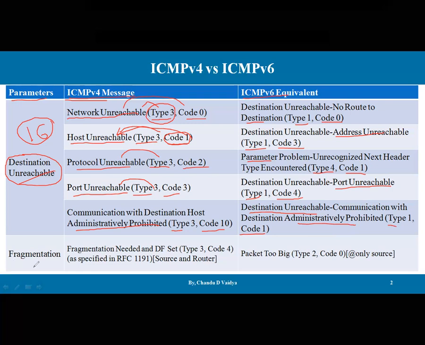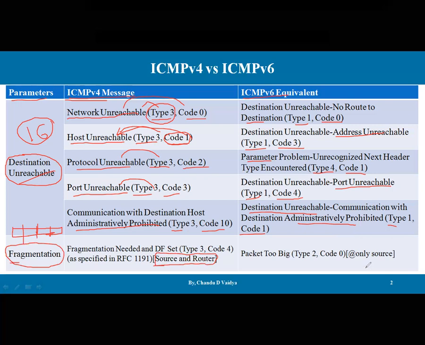Let's take the second parameter, which is fragmentation. What do we mean by fragmentation? Fragmentation is dividing a packet into different small segments, small packets or datagrams. In ICMP version 4 or IP version 4, the source and the router have the right to divide the packets into smaller chunks.